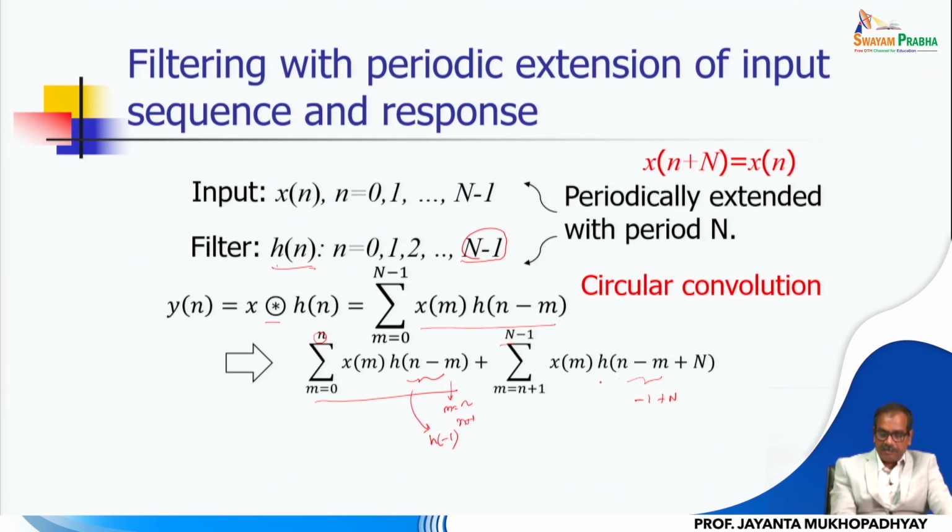So while computing in this part, you should add N to this time point, so that you get the functional definition of the impulse response with the specified arguments. And this is how the circular convolution is expressed.